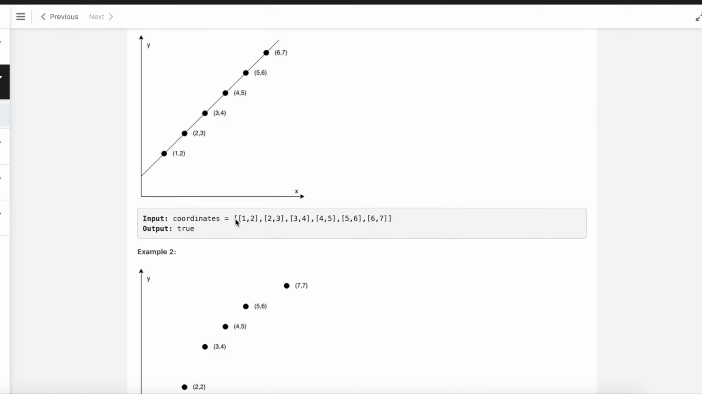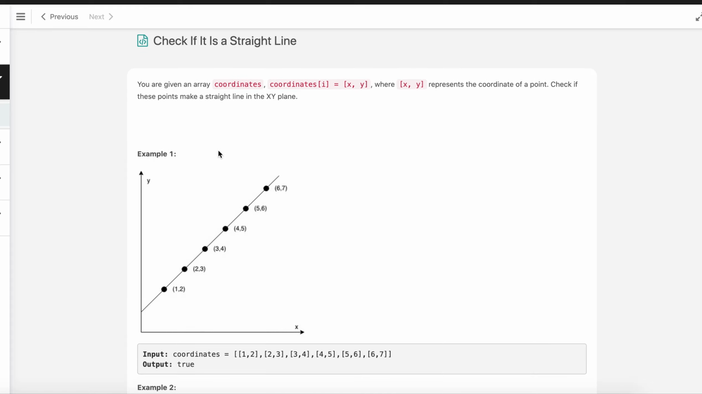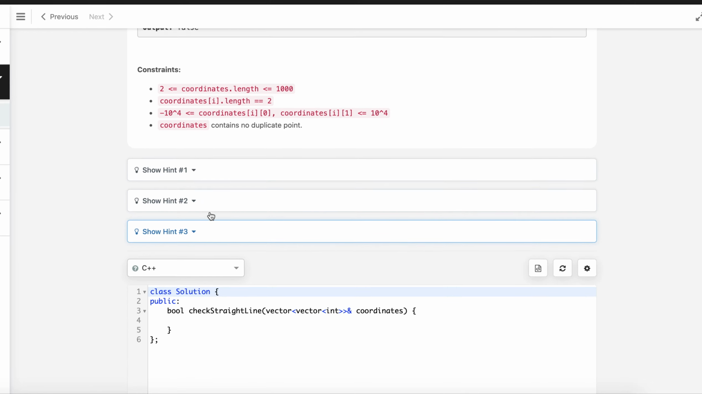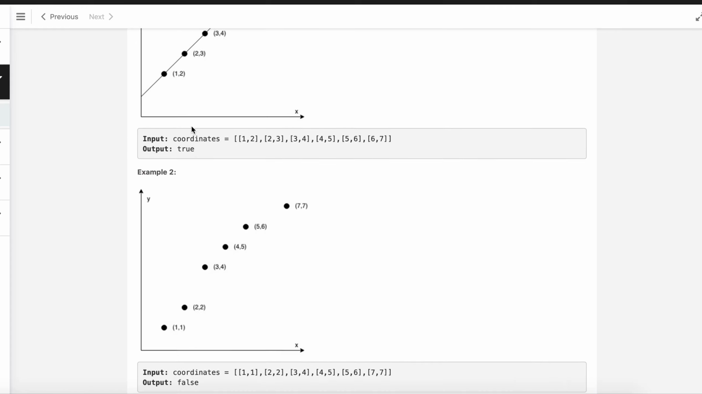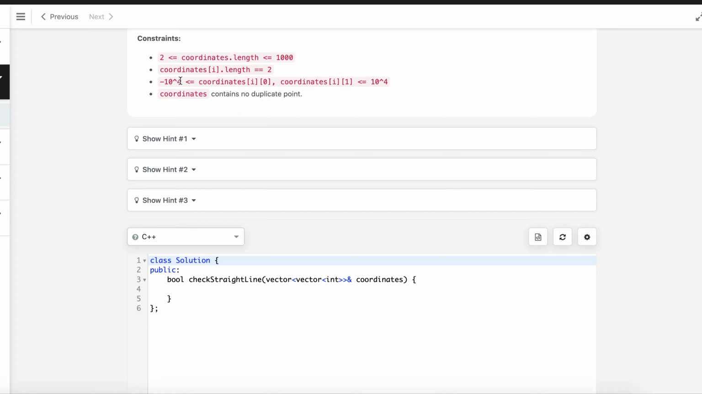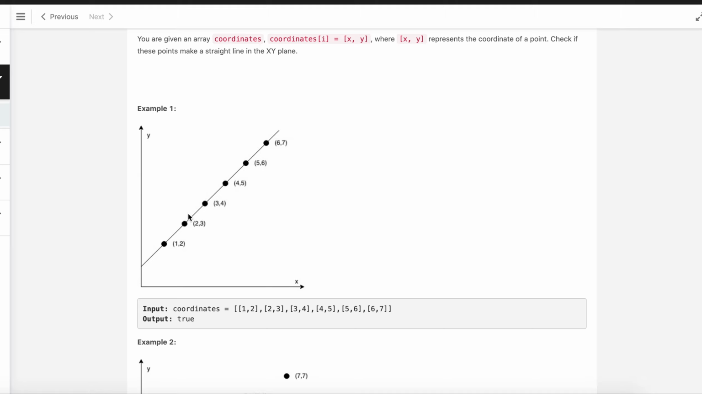So the basic idea, looking at the constraints, is that if we have only 2 points, then definitely we can draw a straight line between them, in whatever form they are, and there will be at least 2 points. If we have more than 2 points, then we have to check, like if we have 3 points, 1, 2 and 3 somewhere.